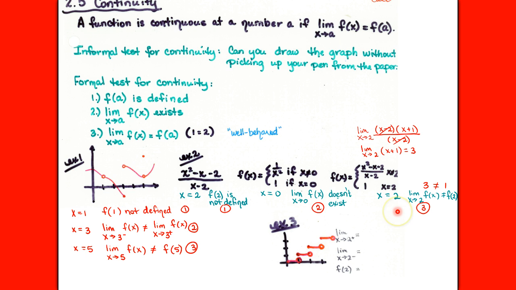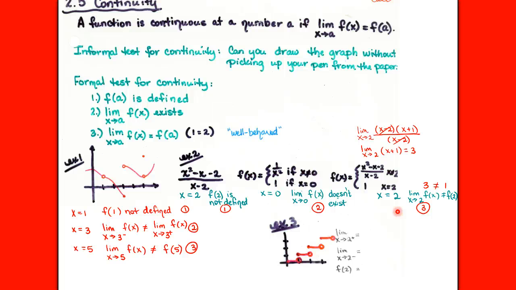The only place that there's a problem is at 2 because f of a doesn't equal the limit at that one value, but everywhere else is fine. So in each of those cases, if I redefined my function at just one point, it would be continuous. That's called a removable discontinuity.